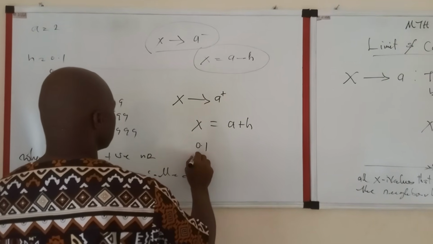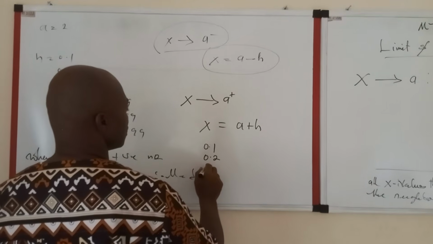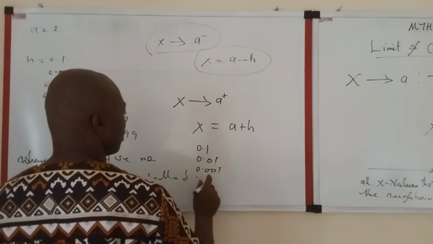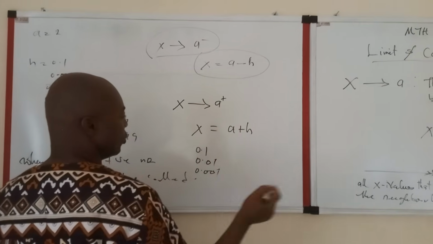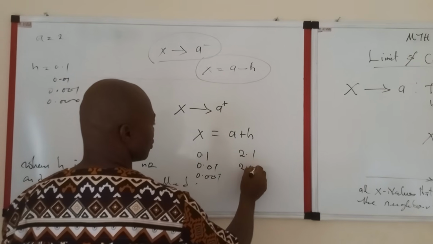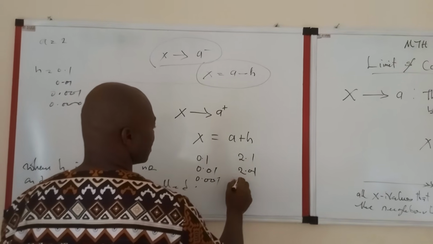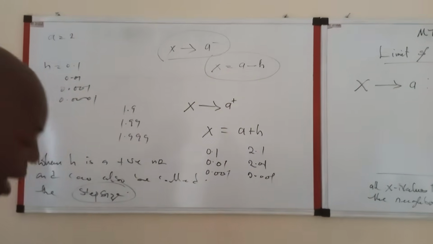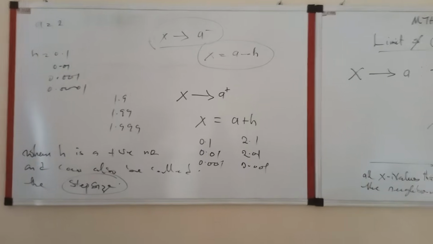0.1, will be 0.2, 0.01, 0.001, and by the time you add this to this, you will now be having those 2.1, 2.01, 2.001, and all the rest. You see that, and all these ones are also in the neighborhood of 2.